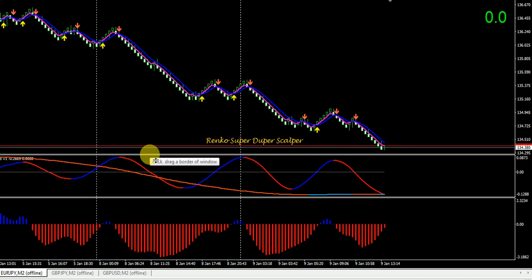That's I just trade 3 pairs only. So anything you can ask me, and email me if you want to know about this system, Renko Super Duper Scalper.